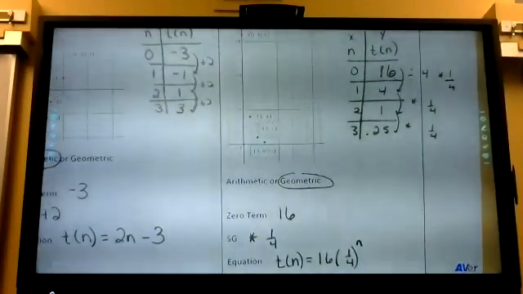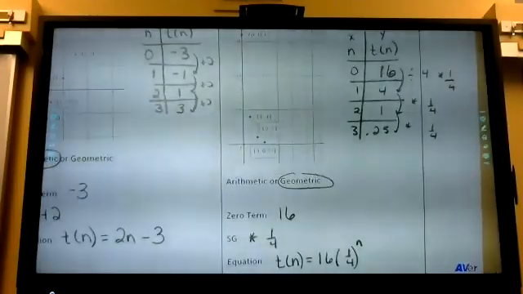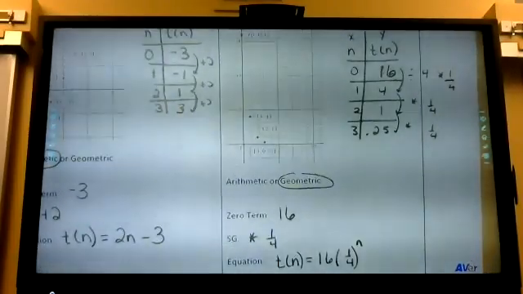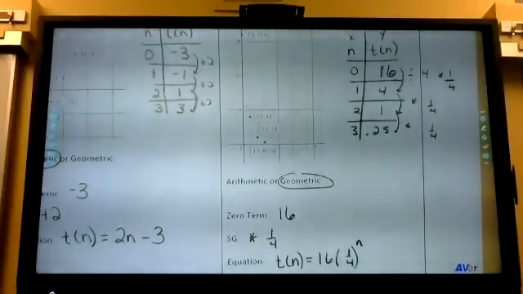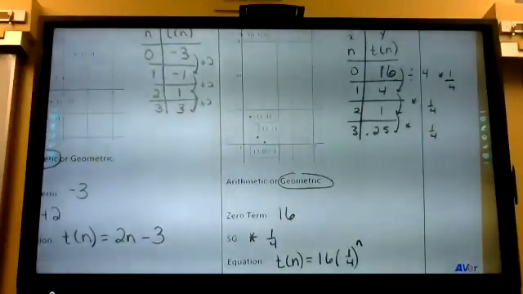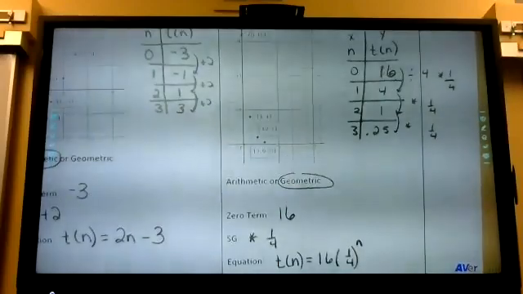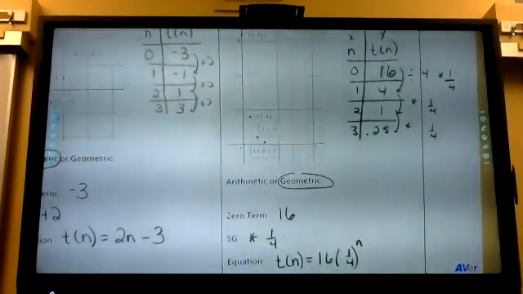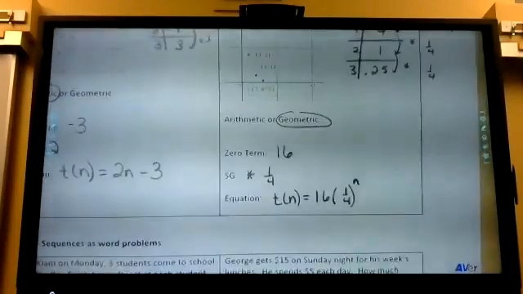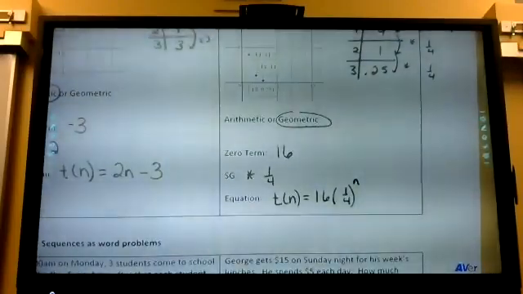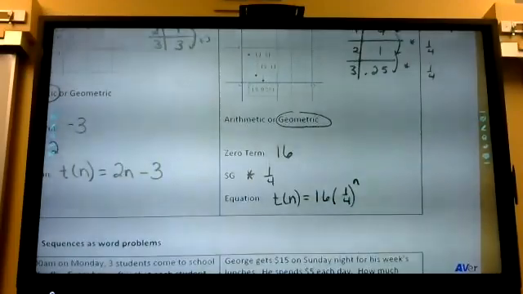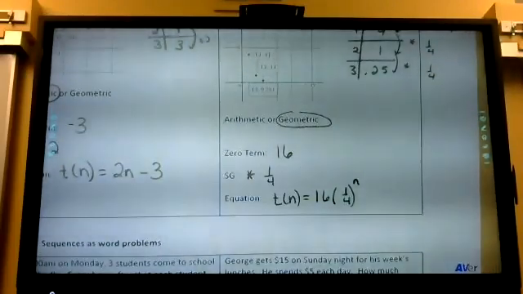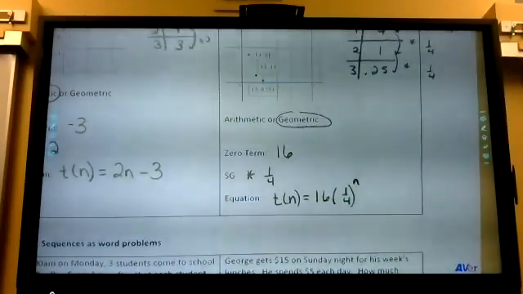But remember, I don't want what we're dividing by, I want what we're multiplying by. So dividing by 4 is the same thing as multiplying by 1/4, which means this is geometric. The zero term is 16. My sequence generator is times 1/4. So that puts it into my geometric family, or that exponential family. So my equation is t of n equals 16. That's my starting point. And then I'm multiplying by 1/4 over and over again. So I take 1/4, raise it to the n power.